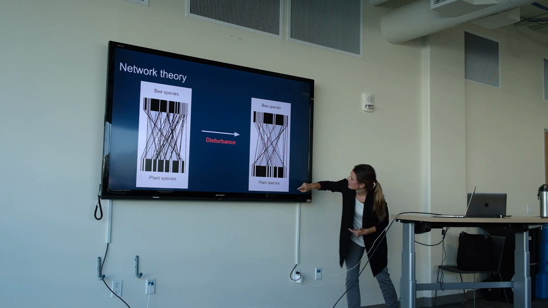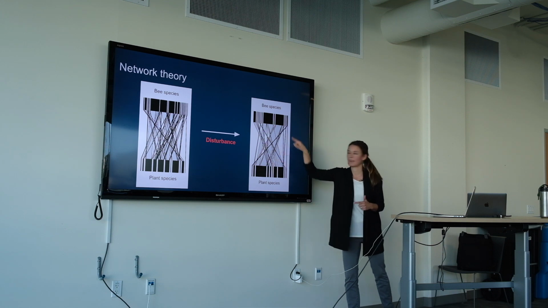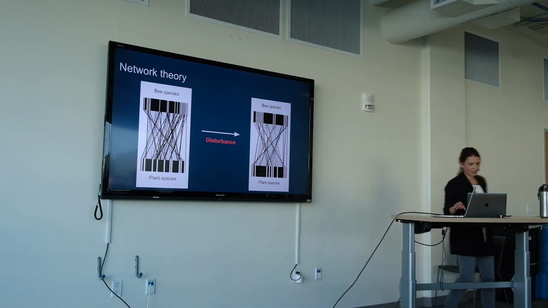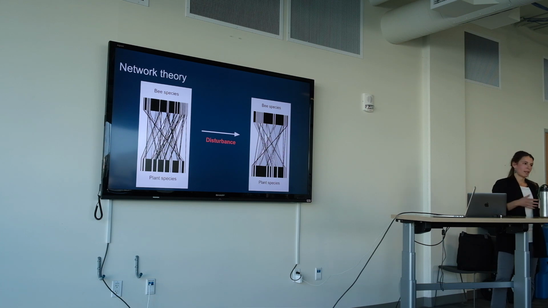So it's a little hard to see the shading, but this is a wide bar here, and then these are like narrower bars that are happening less frequently. And network theory can be used to look at more complicated networks like food webs.